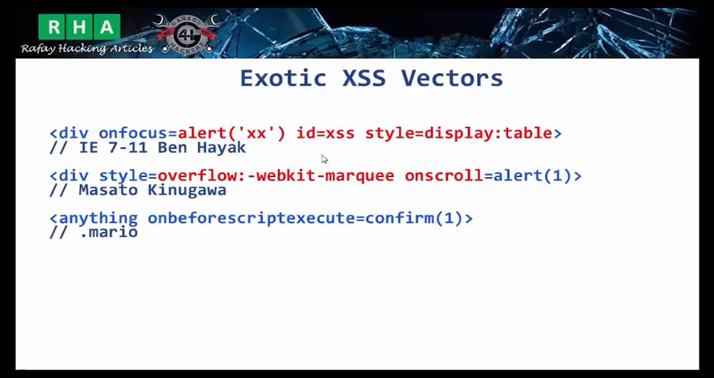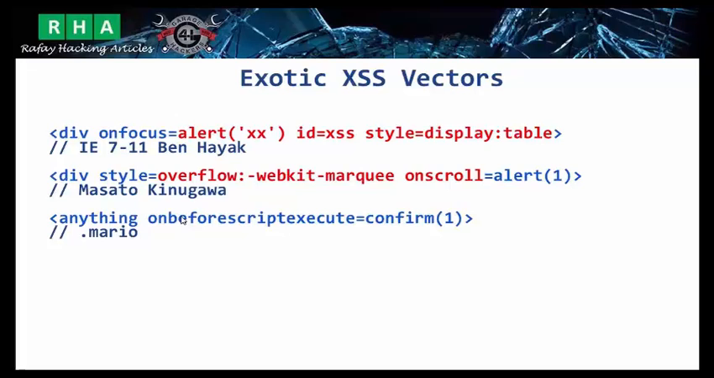This is for Internet Explorer 7 to 11. Div on focus, a very neat XSS vector. Masato Kinugawa, king of cross-site scripting and WAF bypasses, is using the onscroll event handler, which is also a very uncommon event handler, in order to execute JavaScript. And this was something I recently noticed.